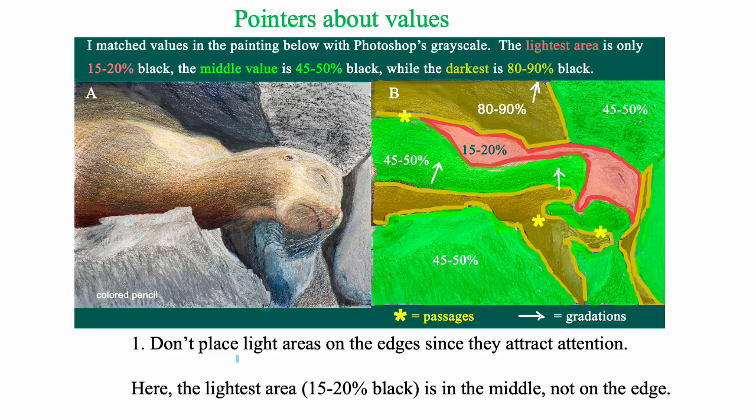Don't place light areas near the edges of the picture because they attract attention. And we want the viewer to stay away from the edges so he doesn't leave the painting. And in this picture, the lightest areas in red are in the middle, not on the edge of the painting.